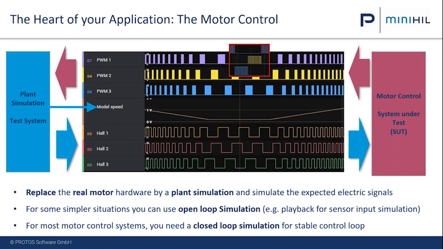For simpler simulations, you can use open loop simulation, for example, as a playback for sensor input for a simulation. In this case, this kind of motor control, it would be hard to do this with an open loop simulation because they depend on each other, the plant simulation and the motor controller. So in this case, you usually need a closed loop simulation for a stable control loop.